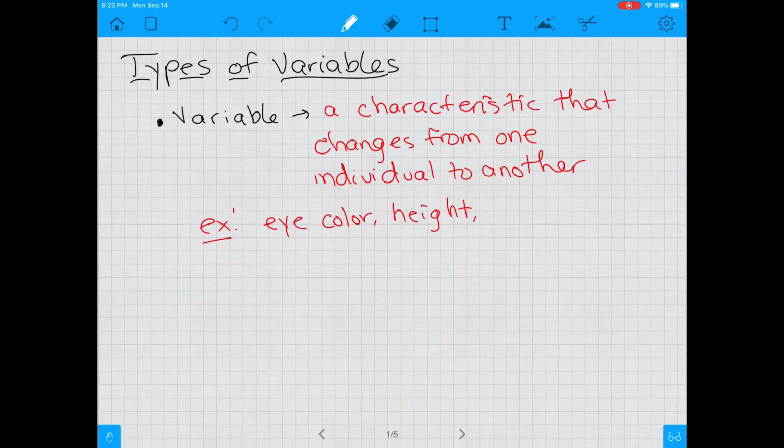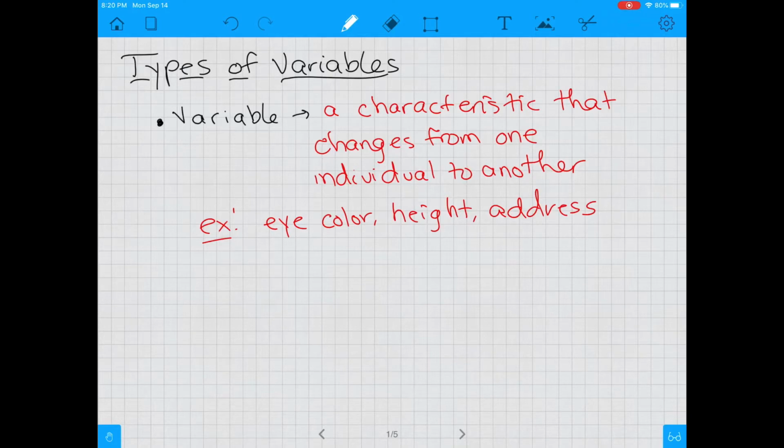Some other things, right? Even address. Where you live. I think I spelled that correctly. So where you live is a variable. We don't all live in the same house, on the same street, in the same part of town. So that is the very basic AP definition of what is a variable.